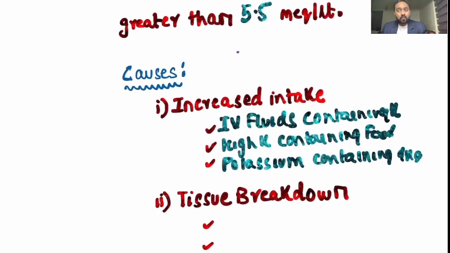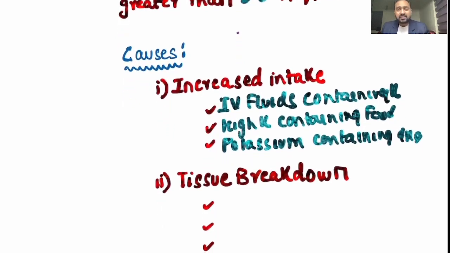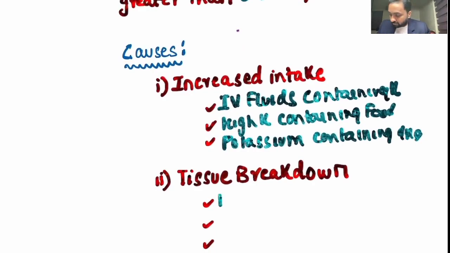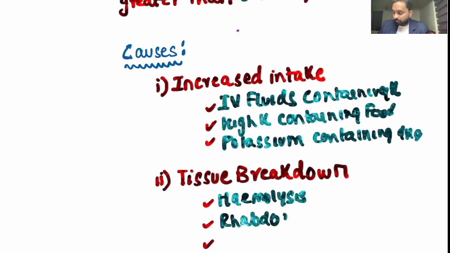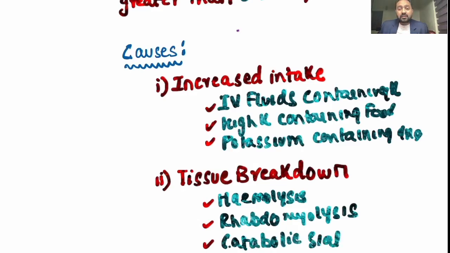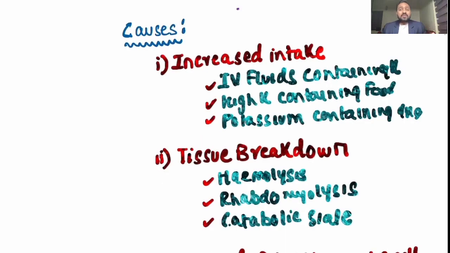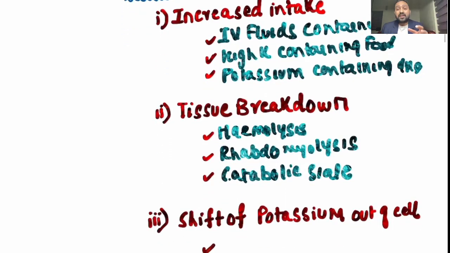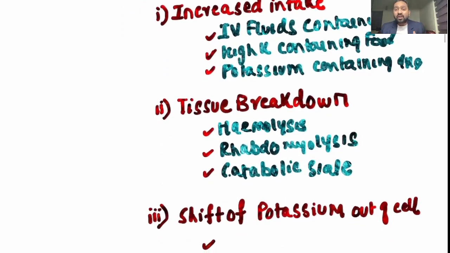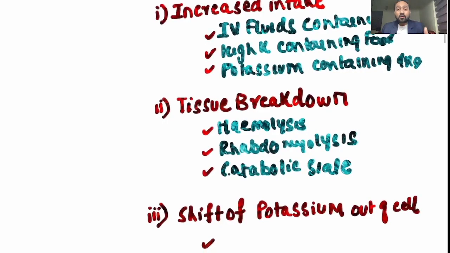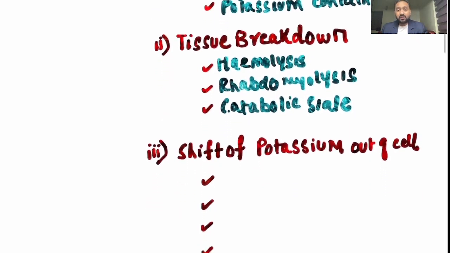So what could be the causes of this increased tissue breakdown? It could be because of hemolysis, or rhabdomyolysis, and it could be because of a generalized catabolic state of the body. Apart from this, it could be because of the shift of potassium outside the cell. So what are the changes that are going to cause potassium to shift out of the cell?